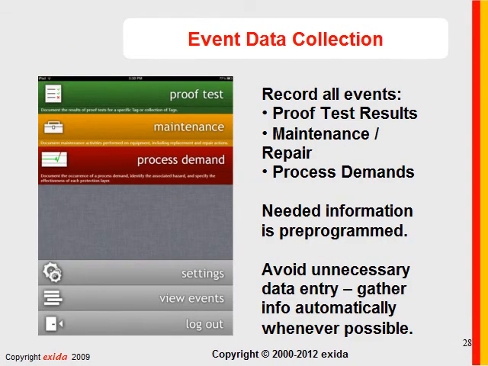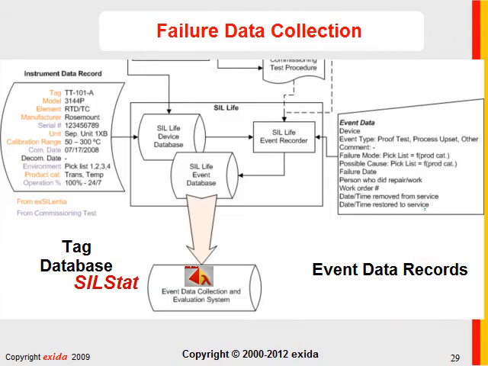Now, what about the event data? Well, you certainly need to record all events, proof test results, maintenance and repair actions, and process demand. Now, the needed information depends on what kind of an event it is, and so normally the question lists and the pick lists will change depending on event type. Remember, a fundamental concept is to avoid unnecessary data entry. Gather the information automatically whenever possible.